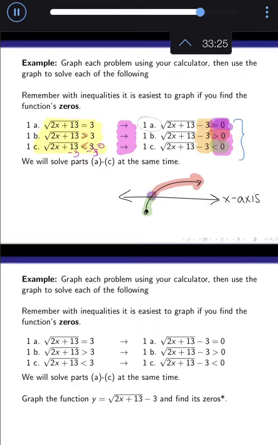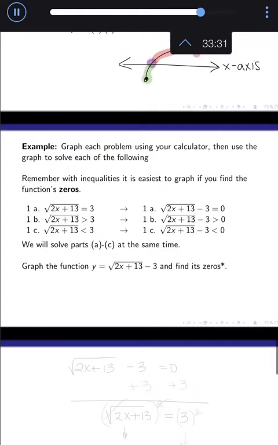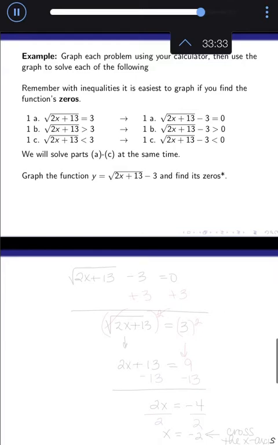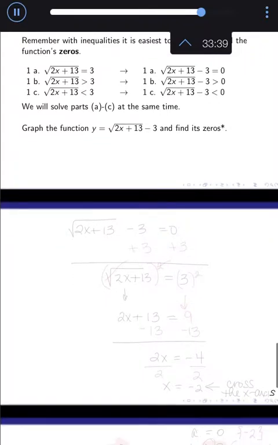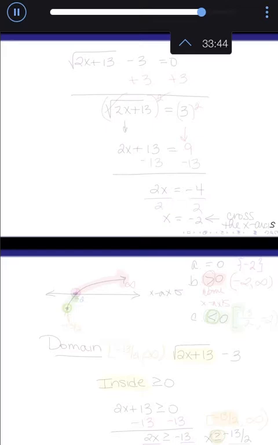So how are we going to figure out our values? Well, in order to answer our questions, we need to figure out some values. First of all, we need to figure out where we cross the x-axis, meaning when are we equal to 0. So let's just start out with finding out when I am equal to 0. So, moving right along, when is the square root of 2x plus 13 minus 3 equal to 0?